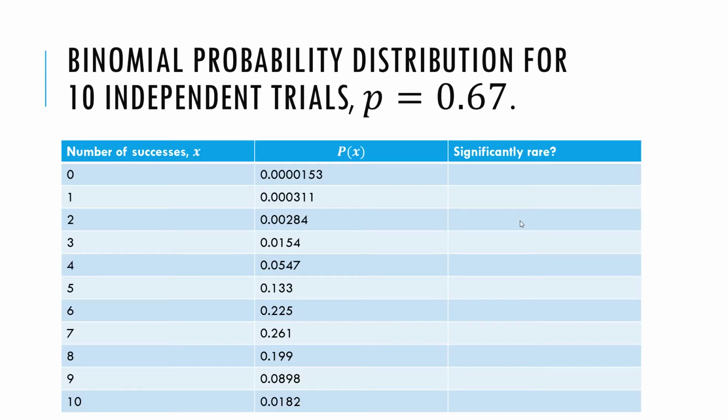So lastly, let's look here at these values. You should pause before we show the answers. What is significantly rare? Ready, stop, and go.